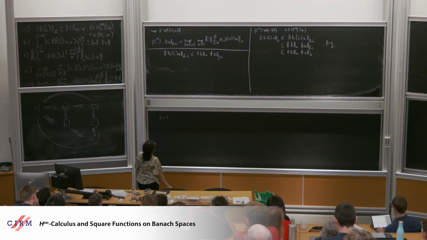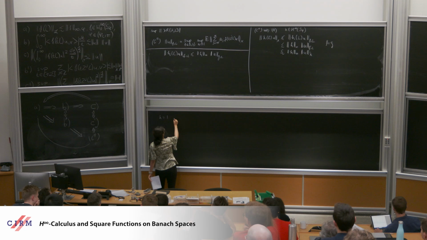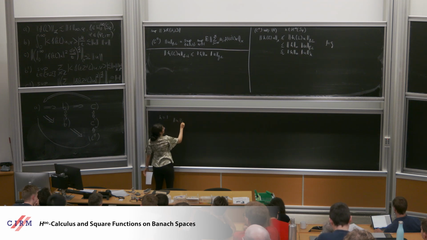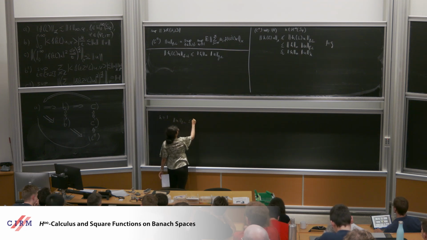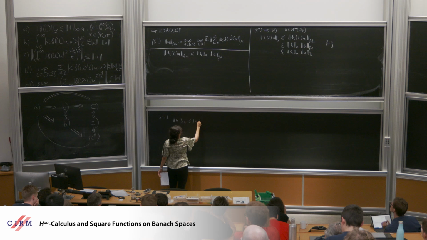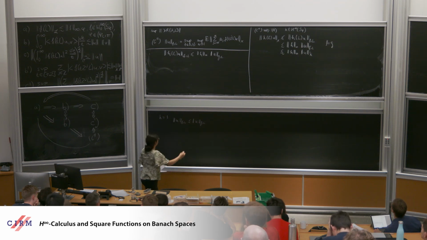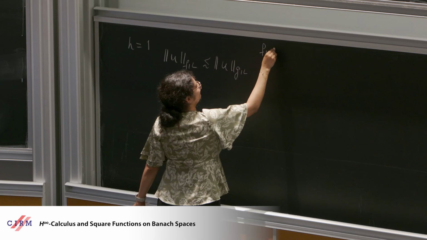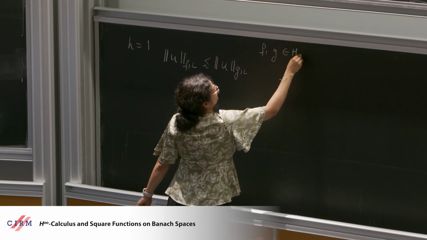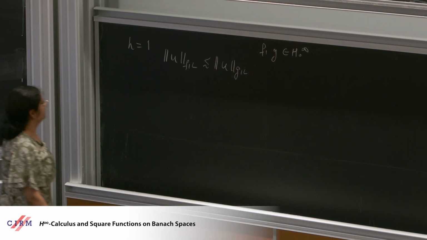So start with h equal to 1. So what is this doing? Once we have h equal to 1, our aim is to show that f(L) is controlled by g(L) for some functions f and g. This is what we start with.